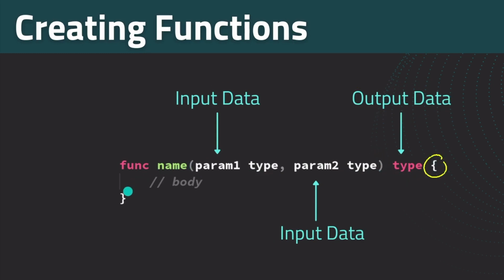We then have curly braces, and within those curly braces is the body of the function. The body of the function will have all the code for processing the information. So within this function body, we can access param1 and param2. Param1 will be of this type, param2 will be of this type, and within the function body, we must return whatever this type happens to be.